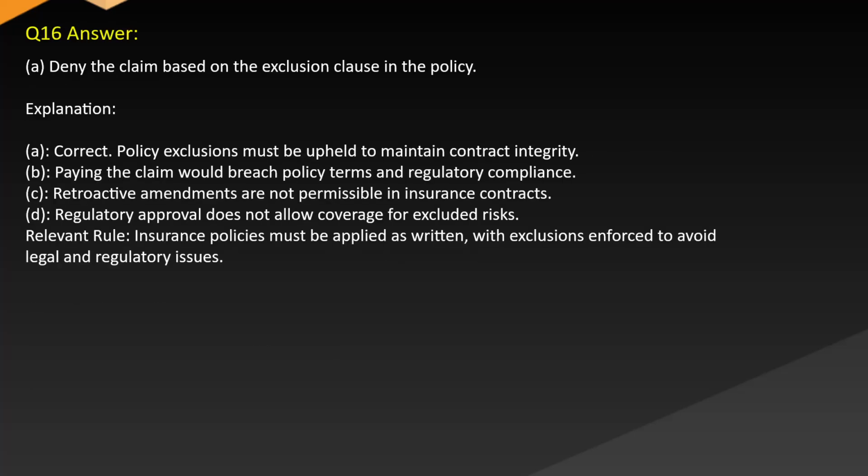Answer: A. Deny the claim based on the exclusion clause in the policy. Explanation: A. Correct. Policy exclusions must be upheld to maintain contract integrity. B. Paying the claim would breach policy terms and regulatory compliance. C. Retroactive amendments are not permissible in insurance contracts. D. Regulatory approval does not allow coverage for excluded risks. Relevant rule: insurance policies must be applied as written, with exclusions enforced, to avoid legal and regulatory issues.